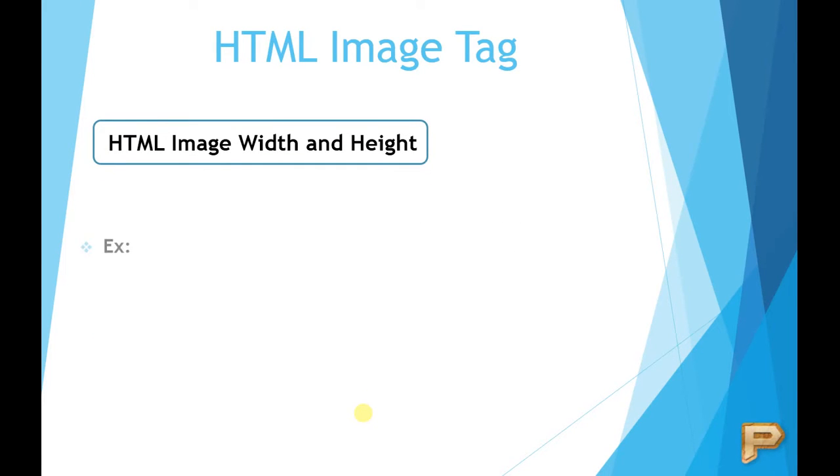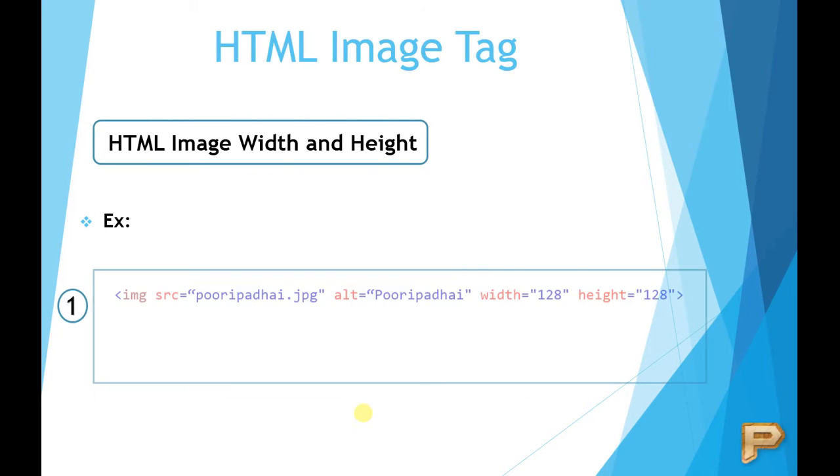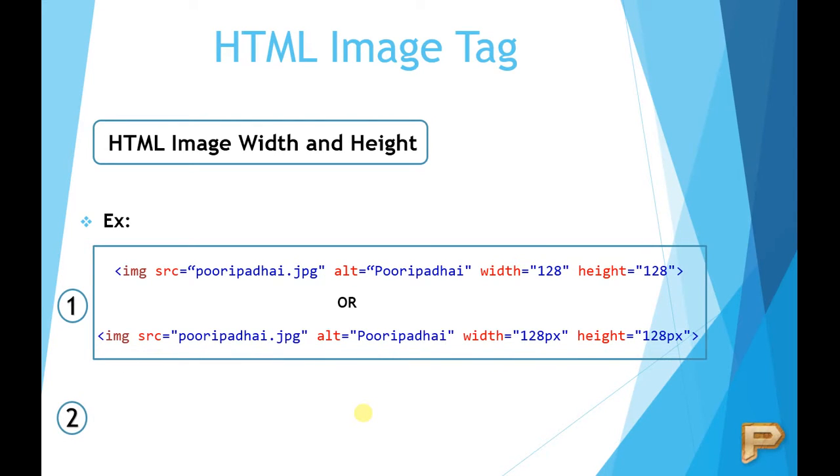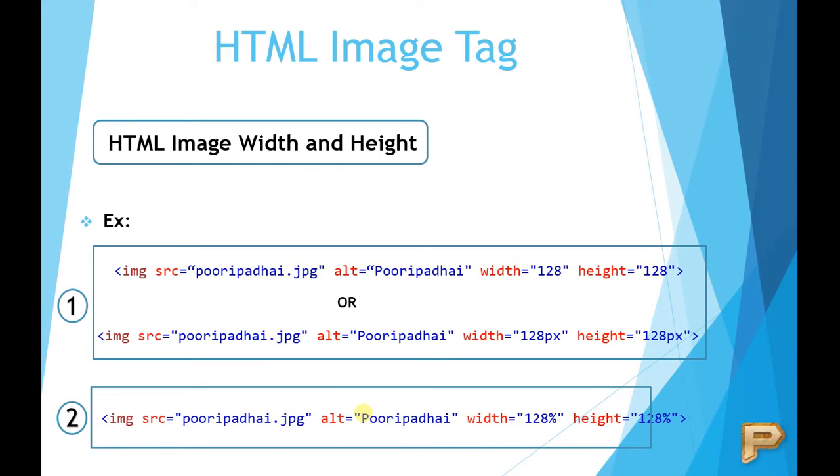HTML image width and height. You can give this in two ways. For example, you can give it in pixels, you can give it in percentage, or you can give it normally also. Here you can see 128, here it is given in pixels, and here it is given in percentage. So this also we will try to understand.